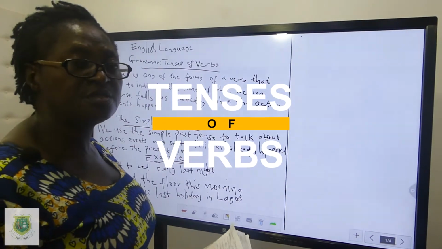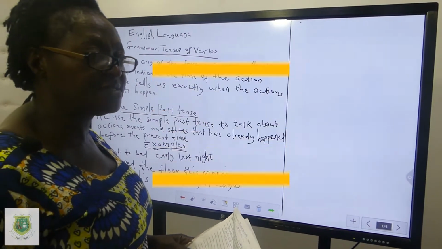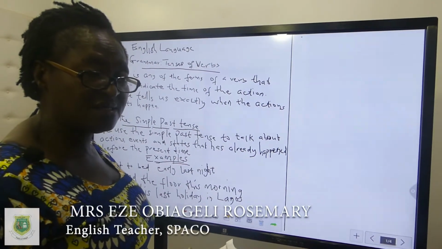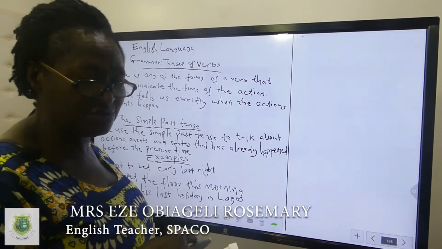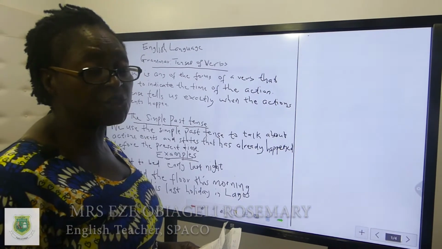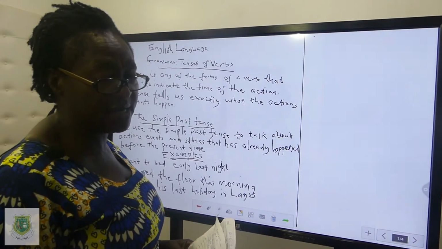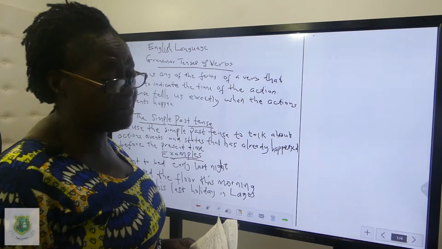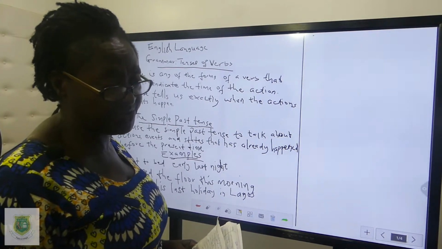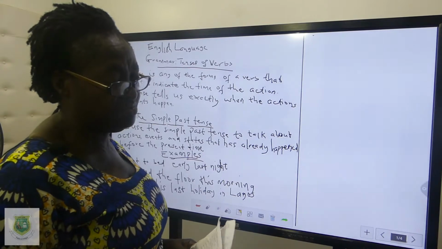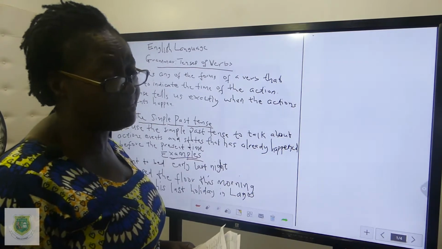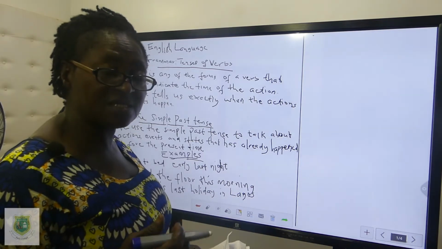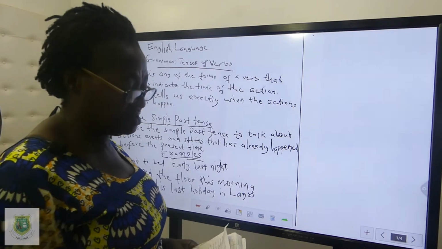Tenses of verbs. Everybody say tenses of verbs. You know that verbs involve action. A verb is an action word. Let's go back memory lane so that you can follow. Remember that we have done verbs. We treated both transitive, intransitive, auxiliary, and so on and so forth. But today we want to treat tenses of verbs.